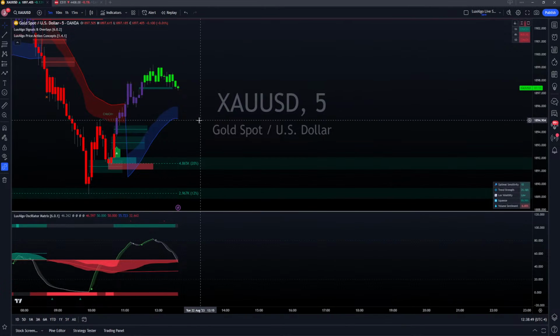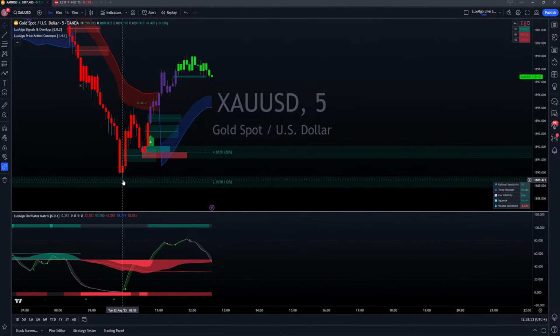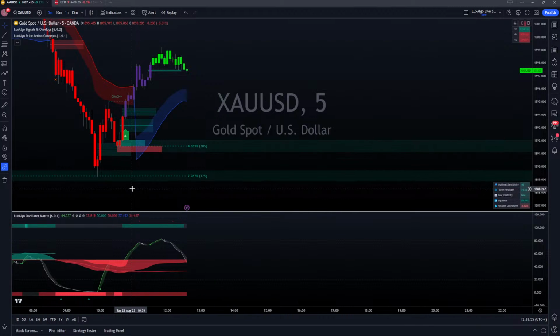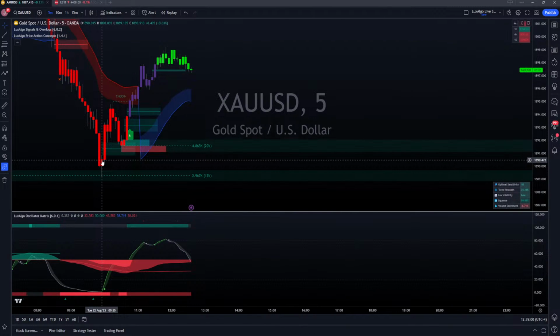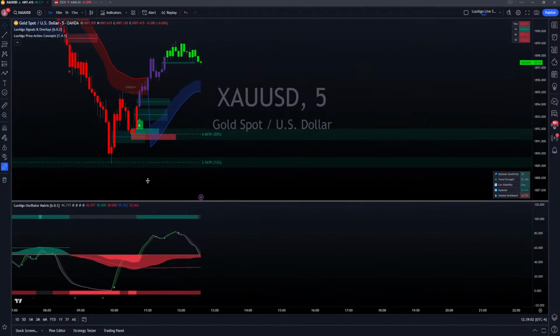And we can come back to that in a little bit. But essentially, this reaction off that order block there is incredible. And I've seen people take trades off of these, especially if price is super overextended.